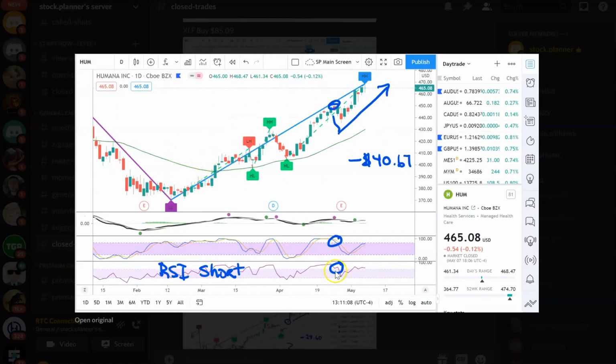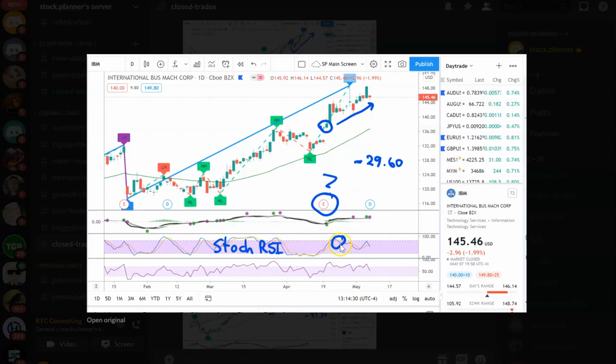Humana. You have an RSI short right about here. Looked like it was going in that direction, and then what? It popped. Even the MACD looked like it was calling for a short. It must have had a good earnings. This might have been a mistake to play this short, close to earnings. Doesn't matter. Still lost $40.67.